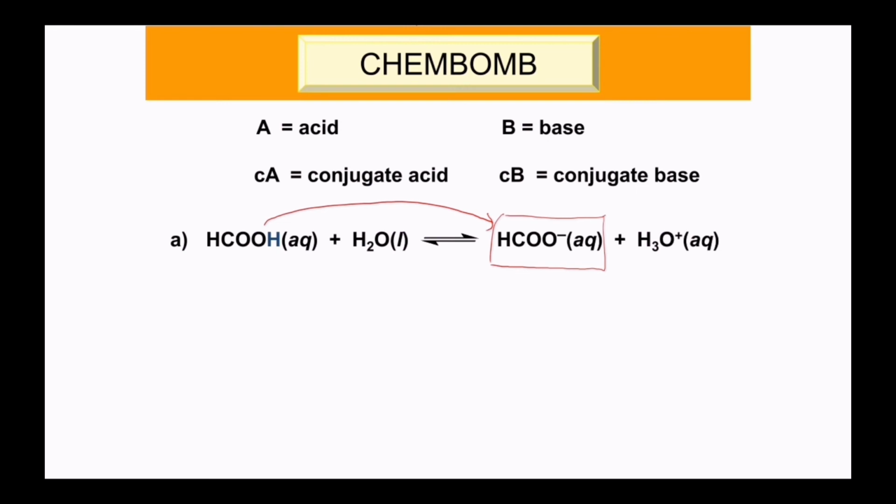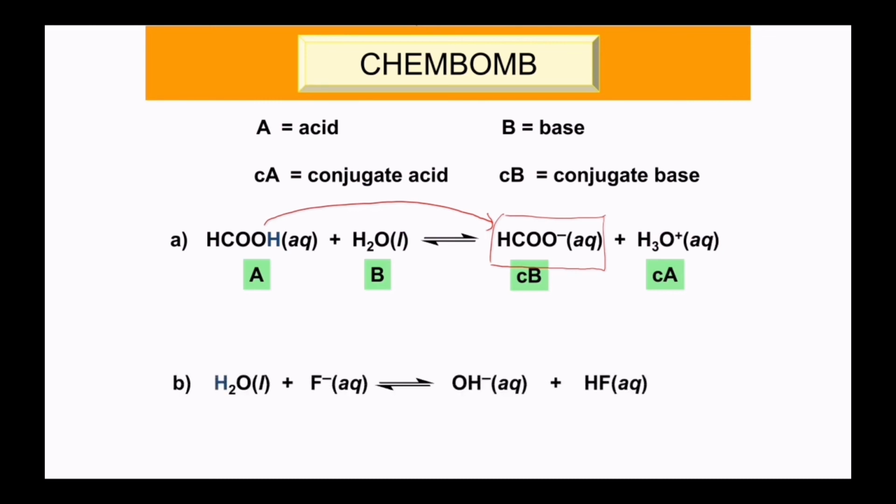We can see that HCOOH, which is the reactant, loses or donates its proton to form HCOO minus. So that makes HCOOH an acid. How about its product? Its product is going to be the conjugate base. Remember, every acid has its conjugate base. Since HCOOH is the acid, H2O will be the base. Therefore, H2O will accept proton, forming H3O+. H3O+ is the conjugate acid.